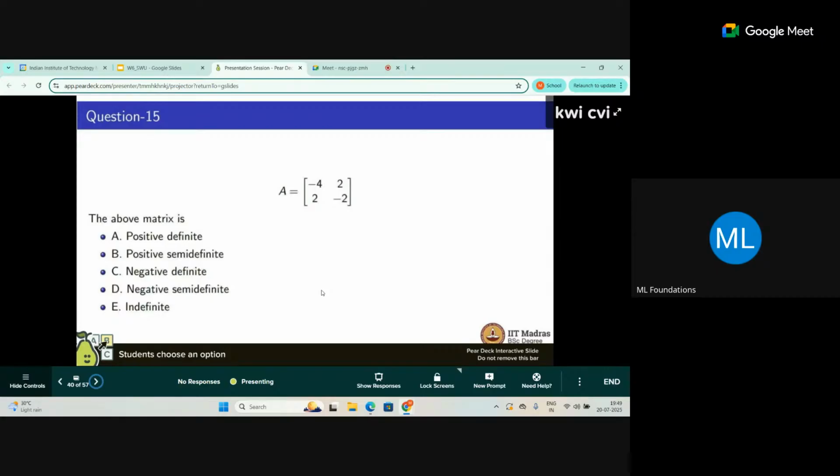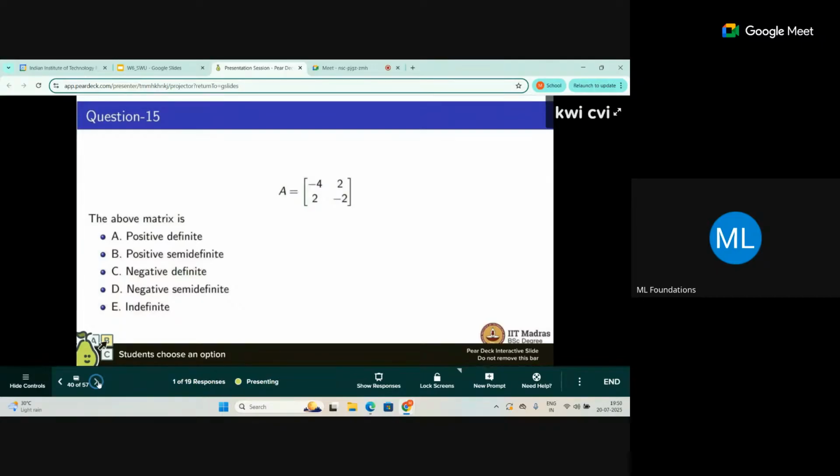Right? Okay. What about this? Is A greater than 0 or less than 0? A is less than 0. What about its determinant? It is greater than 0. So what do we call it? Negative definite, I think. Negative definite, right? Yes, that's true.